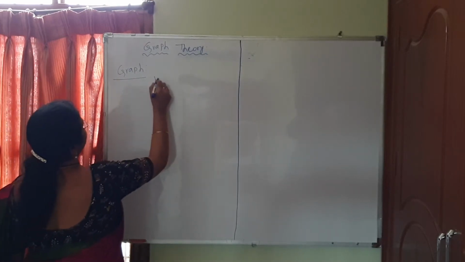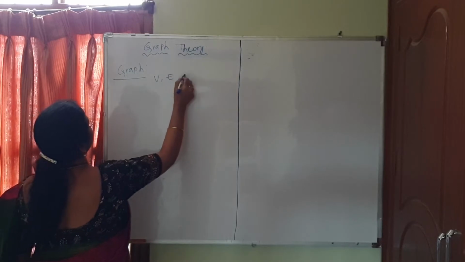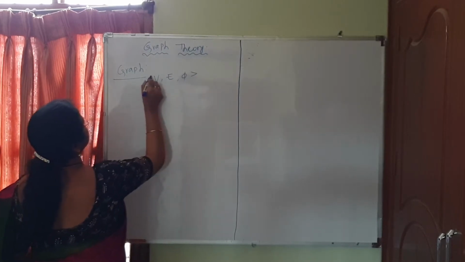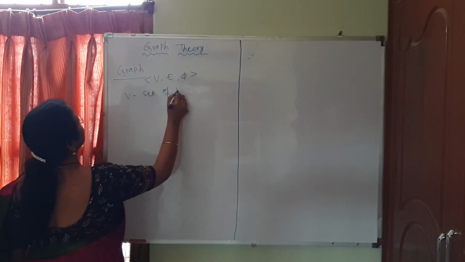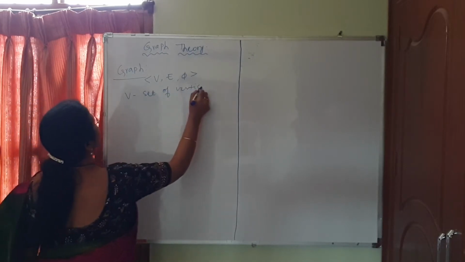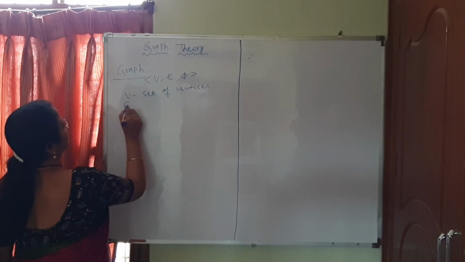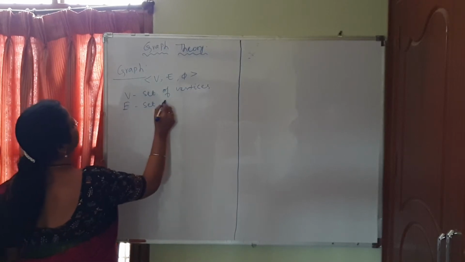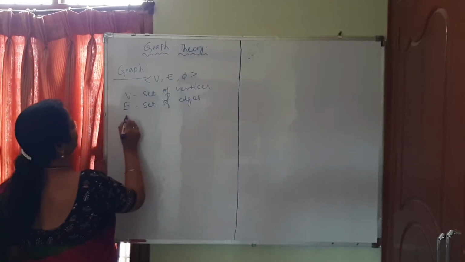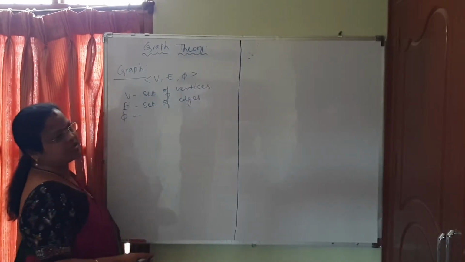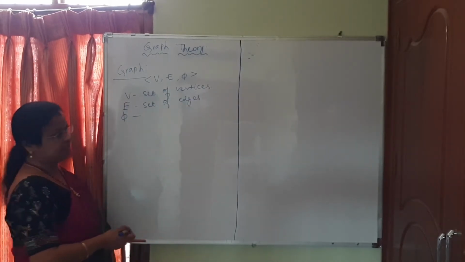A graph consists of V, E and phi. V represents the set of vertices and E represents the set of edges, and phi is a mapping from the set of vertices to edges.